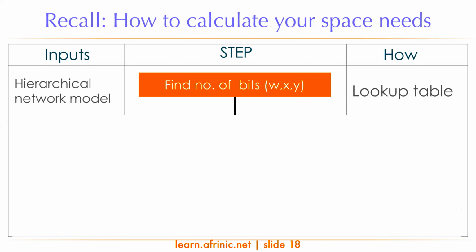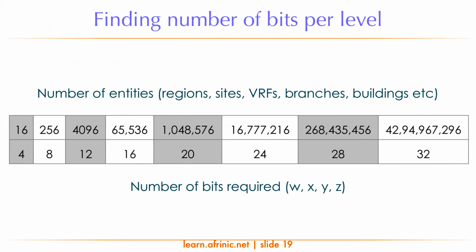So let's go ahead and see how we can do that. In this step, I think we've mentioned it several times now, you'll need your hierarchy. So this is a lookup table. We'll use this table based on the number of entities at each level of your hierarchy. So remember we talked of the first hierarchy for the ISP. The ISP might have presence in various regions. So regions is an entity or is a level. And then the number of regions will determine the number of bits that we need from this table, right?